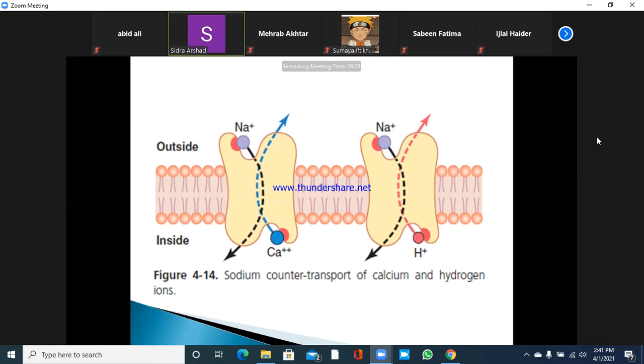ठीक है. So when we are talking about the active transport, it can be divided into two types: primary active transport and secondary active transport. Primary active transport directly uses ATP and moves the particles against the concentration gradients or electrical gradient or pressure gradient, whatever. And their examples are sodium potassium pump, calcium pump, and hydrogen pump.